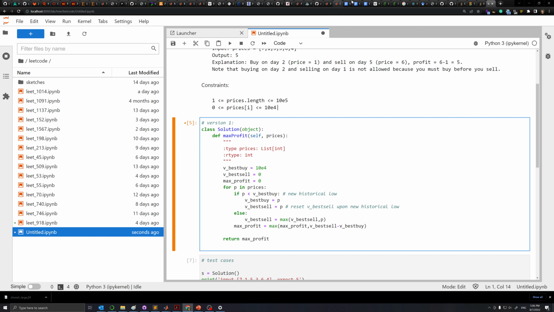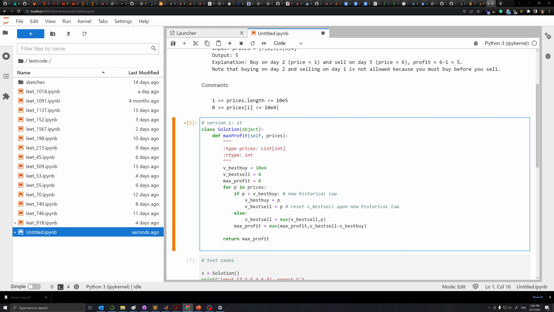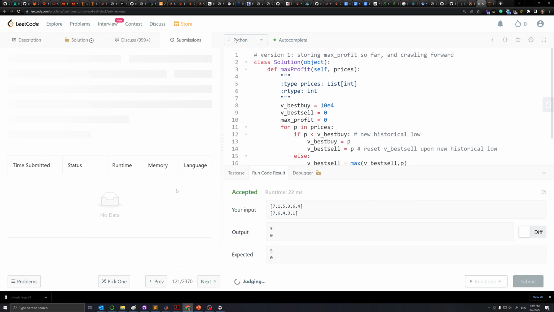Is it DP? I mean, yeah, it's kind of like solving subproblems, right? So it's like storing max profit so far, and you know, crawling forward. I don't know if it's DP, but it feels like it. I'm going to run the code, run example test cases, and I'm going to submit.